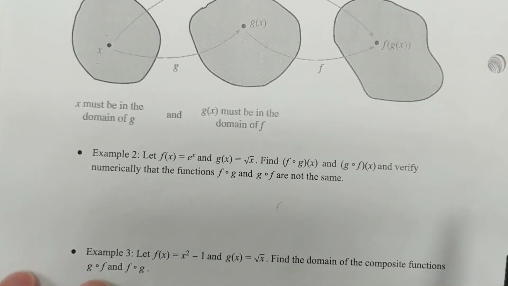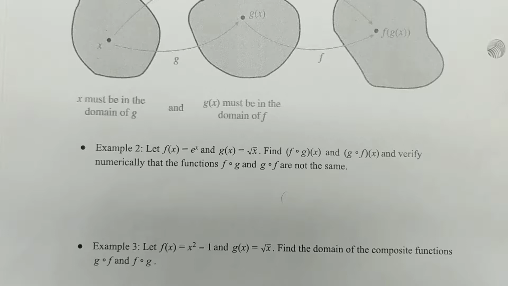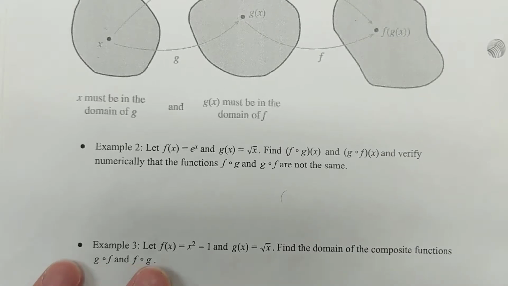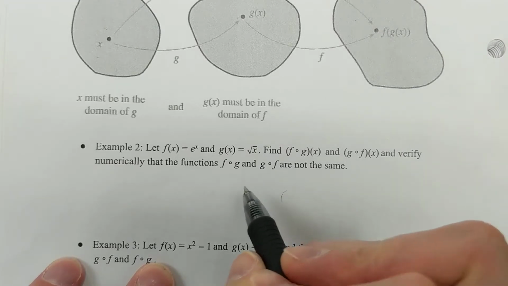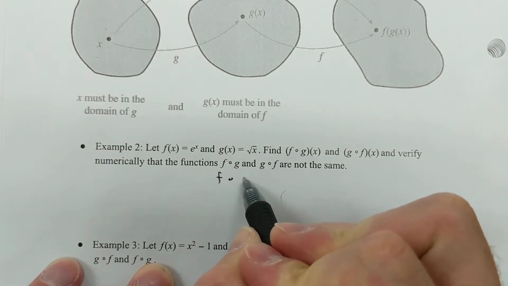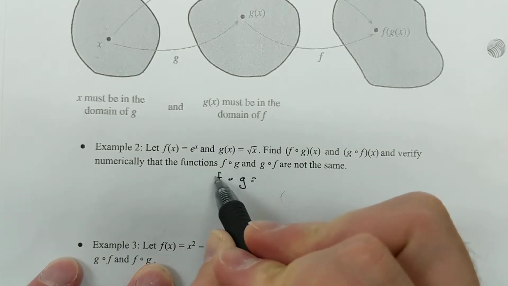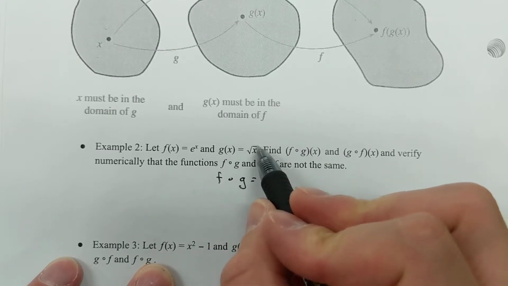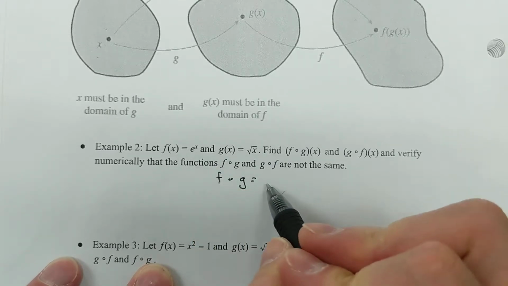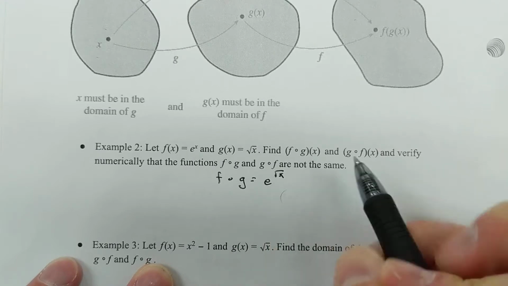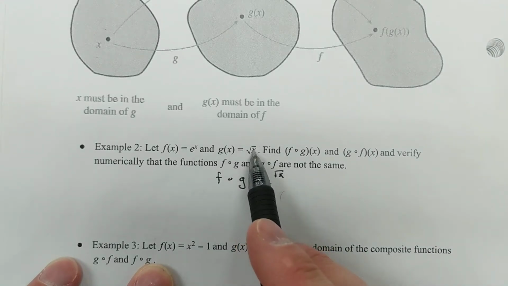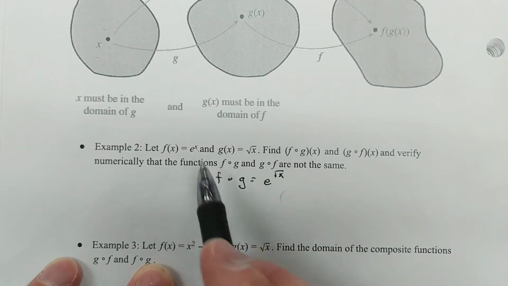Okay, so example 2, let f of x equals e to the x and g of x equals root x. Find f of g and g of f, and verify that the functions are not the same. So f of g means plug the g function into the f function. So there's g, root x, I'm going to plug it into f. So instead of that, I'm going to have that. So what happens is this entire expression replaces that x.